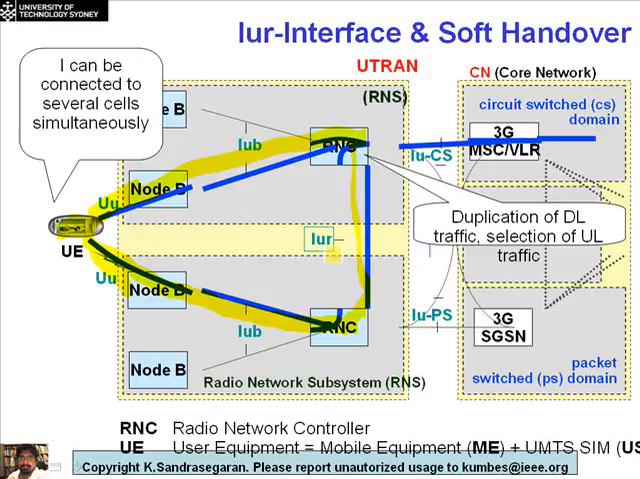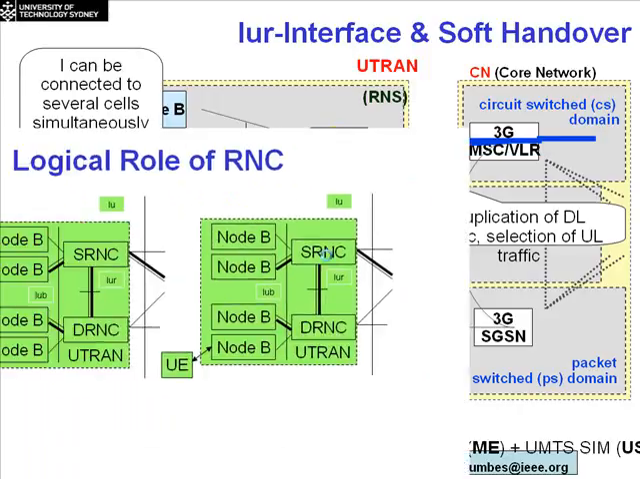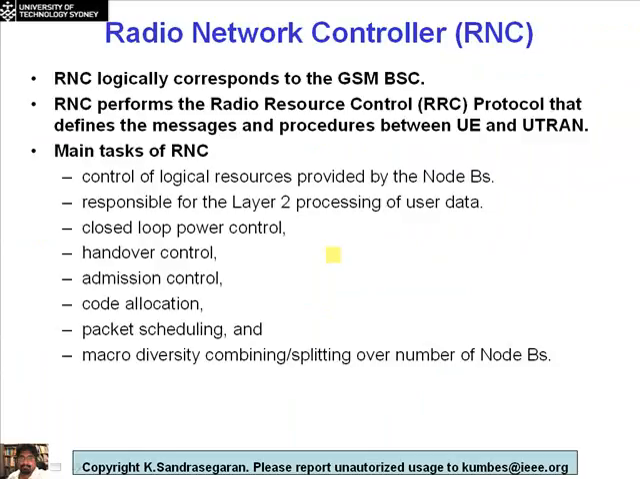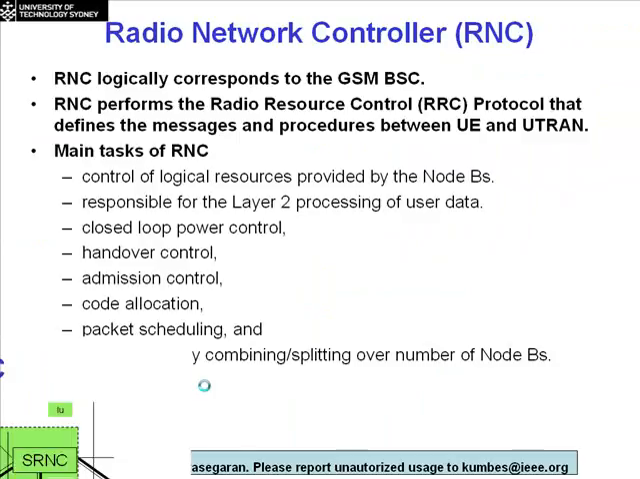It does congestion control. It does handovers. It performs macro diversity. So all of these, on the slide before the previous slide, we saw all the important functions that the RNC has to perform.